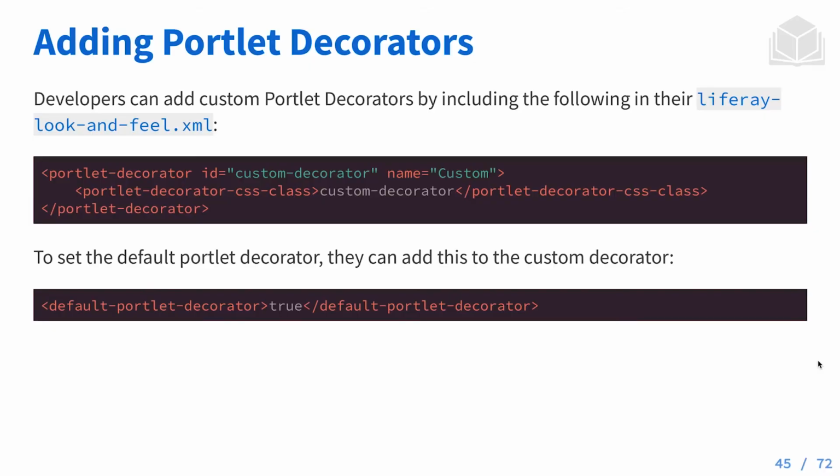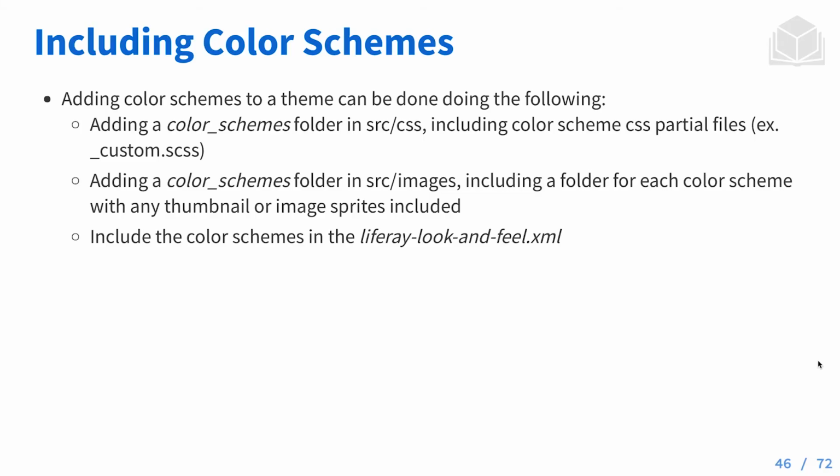That's completely up to you. All right, so again, we're gonna go ahead and do some of this in our own theme as well. All right, now one of the other things that we can do with our themes is add what are called color schemes. Now, color schemes allow us to provide variations on CSS and images.